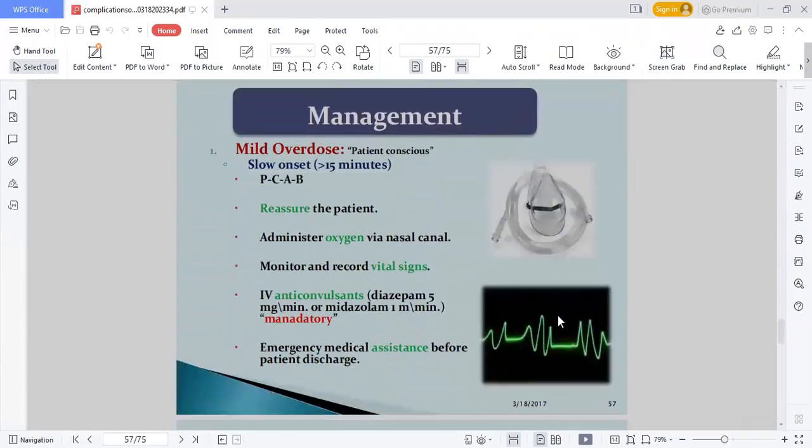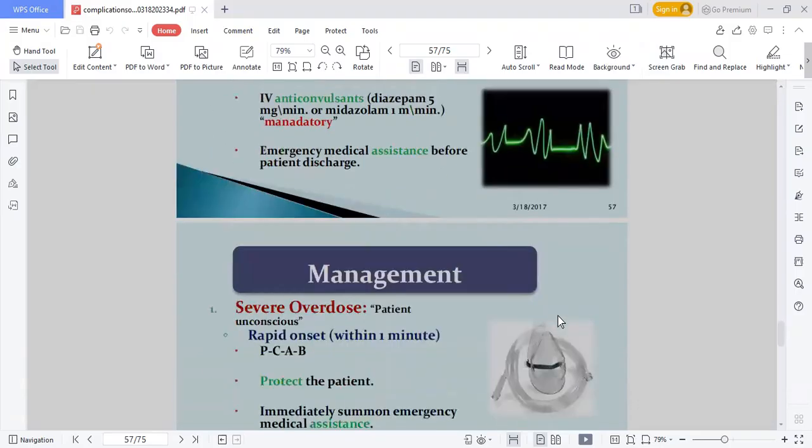If it is mild overdose with onset more than 15 minutes, the patient will develop symptoms similar to those of the mild overdose, if the symptoms develop after more than 5 minutes. Reassure the patient, administer oxygen via nasal cannula, monitor and record vital signs, and the same IV anticonvulsant and medical assistance should be given.